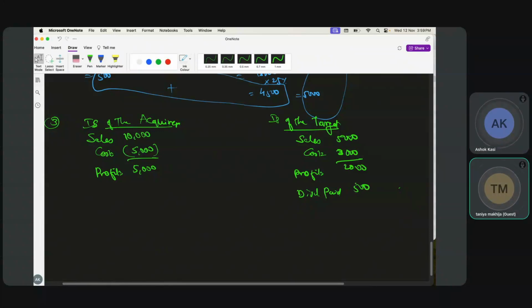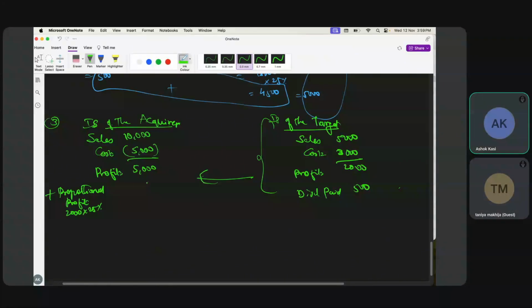So now how do I incorporate this part here? Because I have invested and I own 25%, I will take a 25% share. So plus proportional profit. How much will that be? Because 25% belongs to me, so 2,000 into 25%. Let's calculate. It's 500.